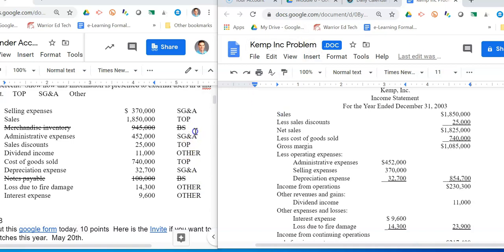Okay? So now we grab all the things that we labeled as the top of the multi-step income statement. We have sales, discounts, and cost of goods sold. We're just going to plug those in. There's sales. We take out less sales discounts. We have net sales of $1,825,000. We take out our COGS number, and that takes us down to the gross margin. So there's the summary for that.